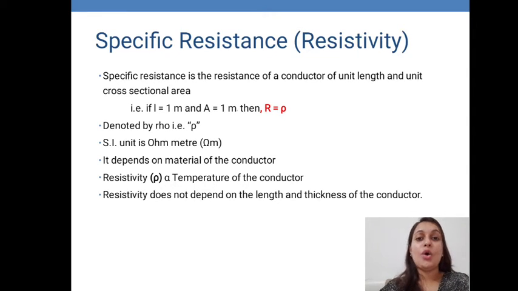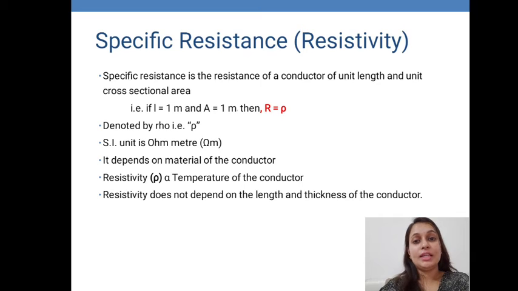Resistivity or specific resistance is directly influenced by temperature, just like resistance. On increasing the temperature of a conductor, the resistivity also increases. Whereas on increasing the temperature of a semiconductor, the resistivity decreases. The reason is the same. But a very important thing you need to remember about specific resistance is that it does not depend upon the length and the thickness of the conductor.